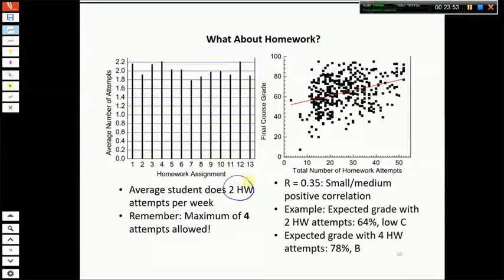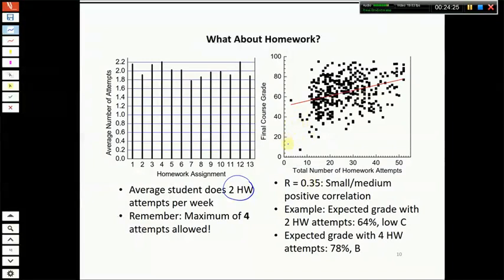So here's the scatter plot for the number of homework attempts that each student did with their final grade on the y-axis. So this is every student in the course last semester. Again, on the y-axis is their final course grade numerically. On the x-axis is the number of homework attempts they did. Again, there's a lot of scatter, so it's not a real predictive measure, but there's still an R of 0.35, so a small to medium positive correlation indicating that the more homework attempts you do, the better your expected grade is in the course.